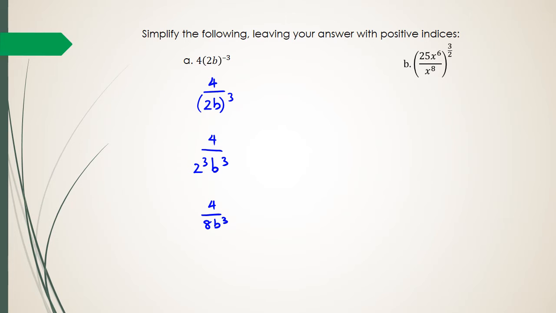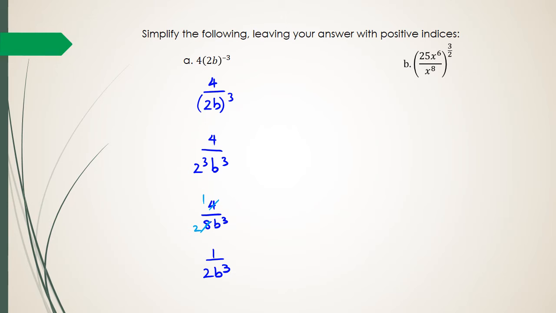But remember, we want to simplify it as far as we can. Now 4 and 8, they have 4 as a common factor, so that could be written as 1 and 2. So your final answer for this is actually going to be 1 over 2b cubed. So that's question A. Now with question B, what you need to realize is there's a couple of ways you can actually do this. And the way I would recommend, well, actually there is no recommendation. It's what you find works for you.